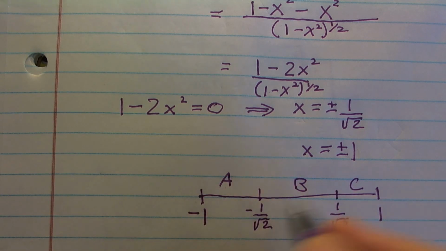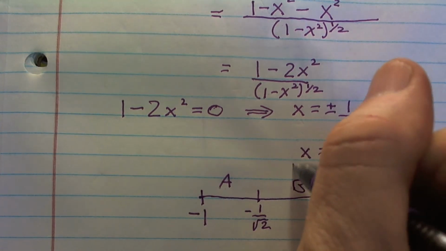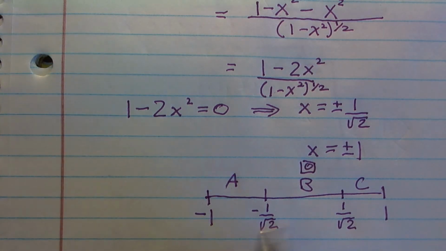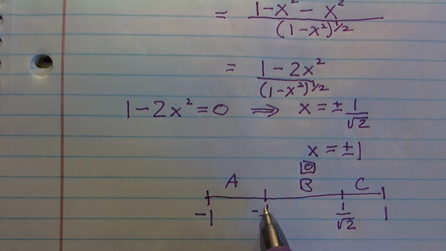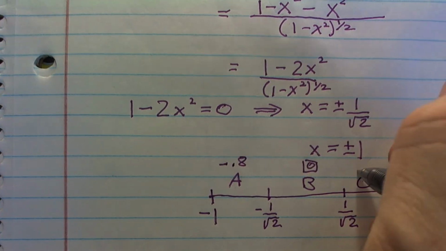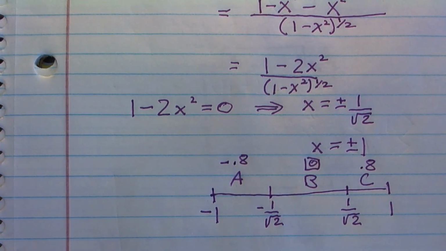I'm going to pick a test value in each of these regions. In this region B, I'll pick 0. That's the easy one. Now, negative 1 over the square root of 2 is about negative 0.7. So why don't I just pick negative 0.8 here, and I pick 0.8 over here. I just want to find out, well, what's the function doing in these regions?